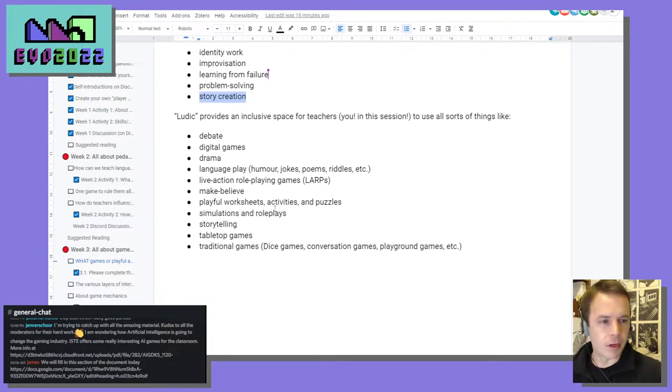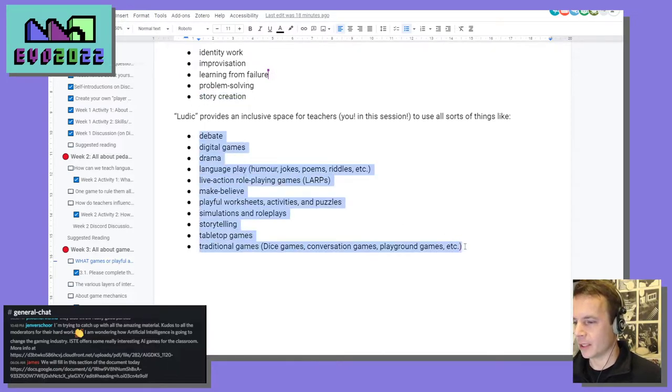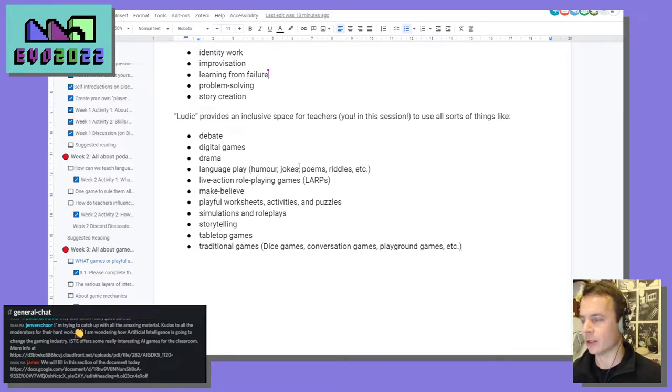And then from a paper of ours, me, Jonathan, and Fred Poole, who's not in the Evo, we tried to think about other things that could be included under the ludic banner. So debates, of course, digital games, drama, language play, humor, jokes, poems, riddles, live action role-playing games. If anybody has done this, please let us know. I'd love to publish something on LARPs.